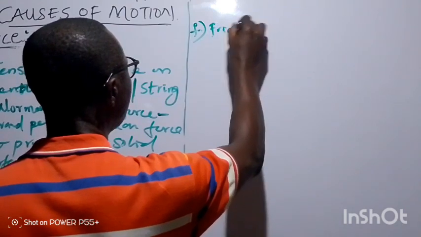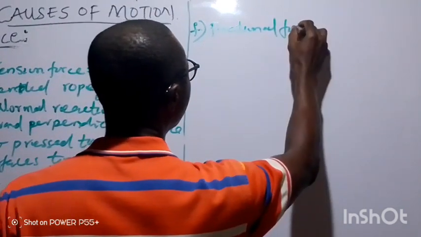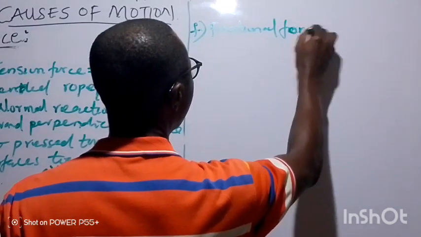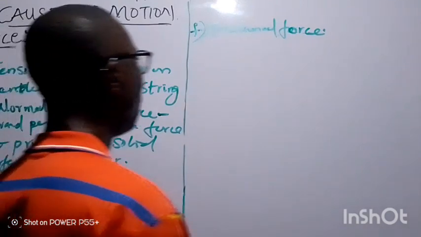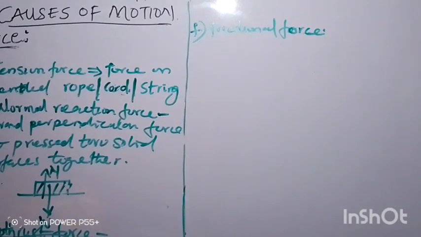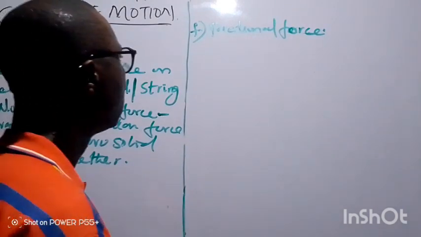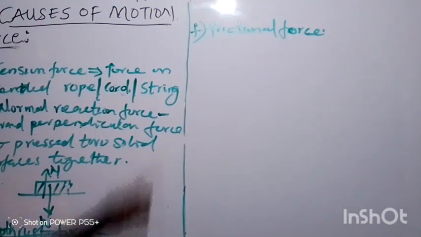Next one, which is F or number 6, is frictional force. When you say frictional force, it's the force that opposes the relative motion of two solid objects in contact. When two solid objects are in contact, the force that opposes their relative motion is what we call frictional force.